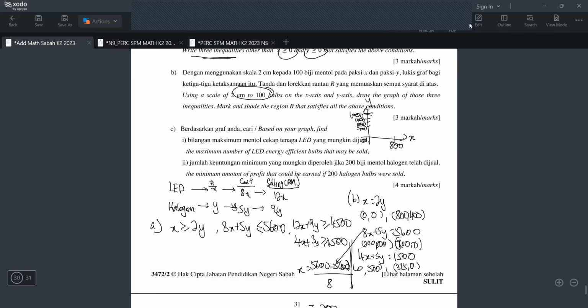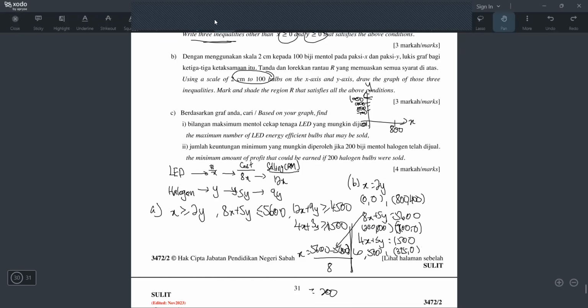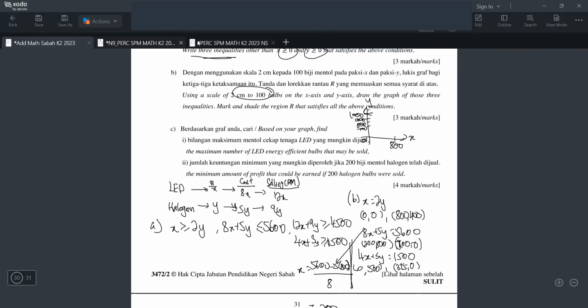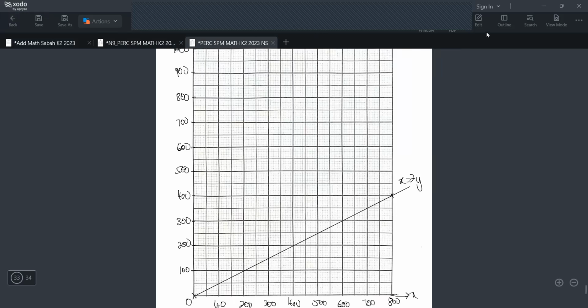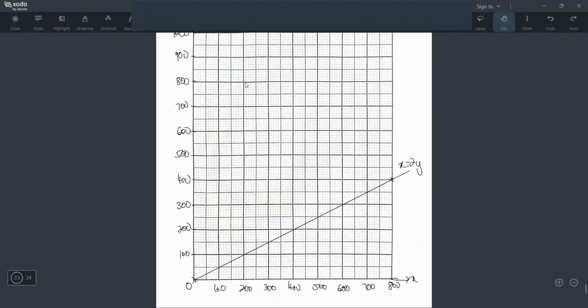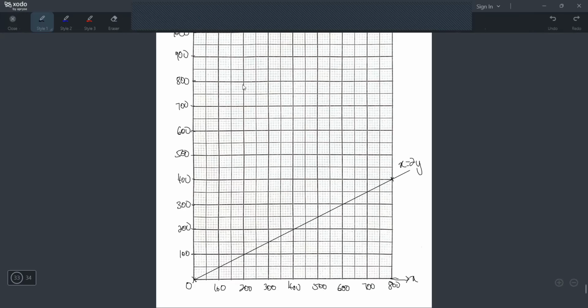So 200, 800, 700, 0. So these are the points.